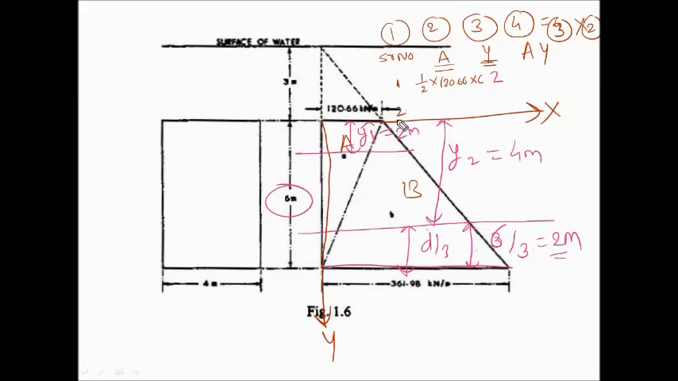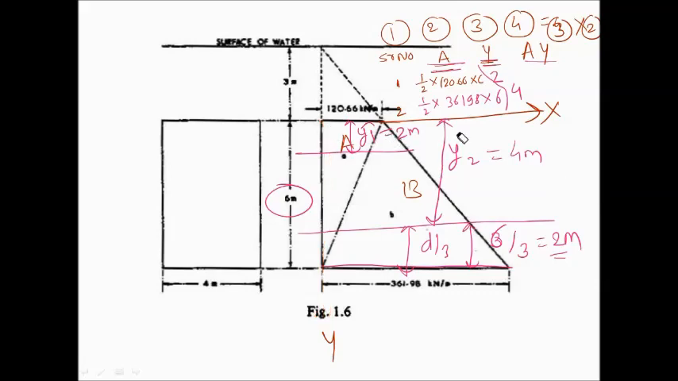So for triangle 2, the area will be half into base into depth, and y2 will be 4 meters. So now you have the area of each individual triangle, and you have the y of each individual triangle. Multiply these two columns, and you will get the ay of both the triangles. Like this you can do.